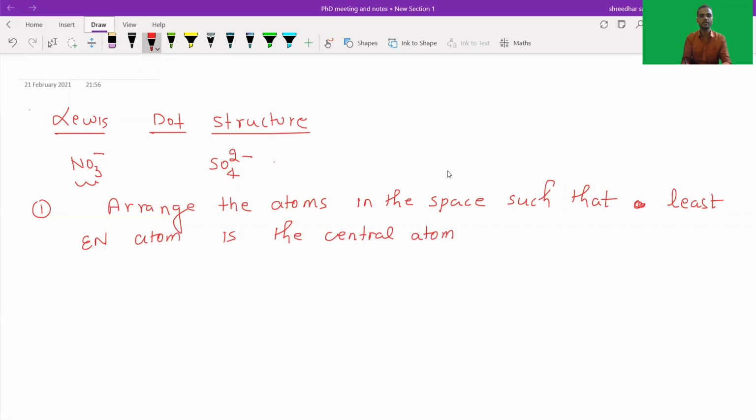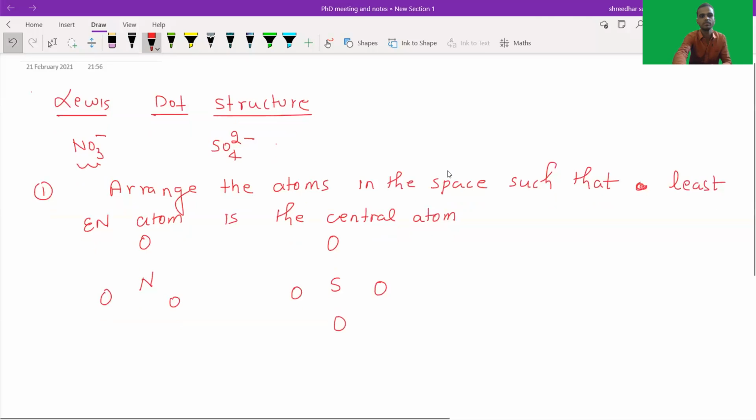In the case of NO3 minus, nitrogen is less electronegative than oxygen. So nitrogen will be the central atom, and we can arrange oxygen around the nitrogen. In the case of sulfur and oxygen, sulfur is less electronegative than oxygen. So sulfur is going to be the central atom, and then we arrange 4 oxygen atoms around the sulfur, right? So this is the first step. We have to arrange all the atoms in the space such that the least electronegative atom is the central atom.